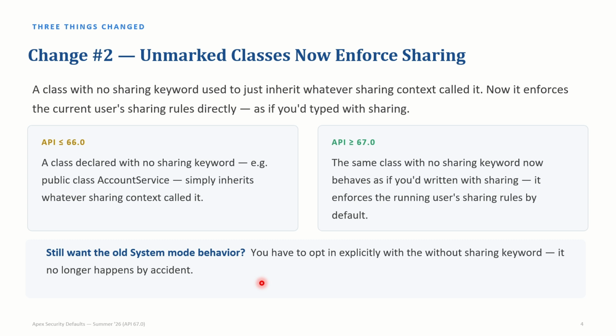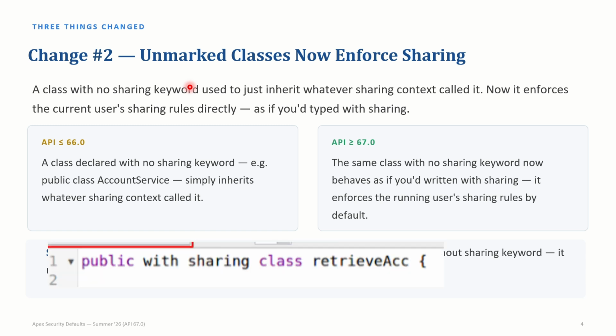Okay. The second change is your unmarked classes. Unmarked means, when you write the first line of the code, you mention whether it is with sharing or without sharing. But if you do not mention anything, if it is unmarked, that class now enforces sharing. Previously, for API versions lesser than 67, if your class had no sharing keyword in the header, it was inherited from the parent class which was calling that class. Okay, it simply inherits whatever sharing context called it.